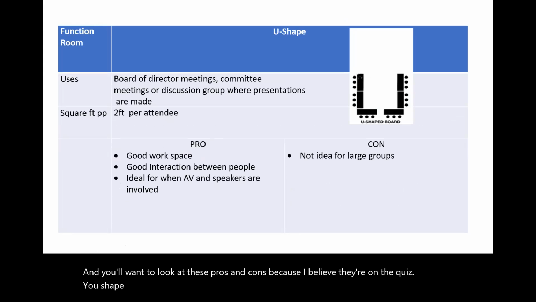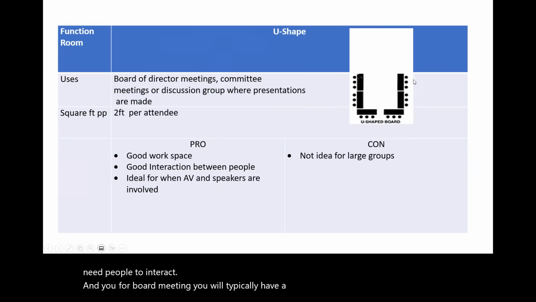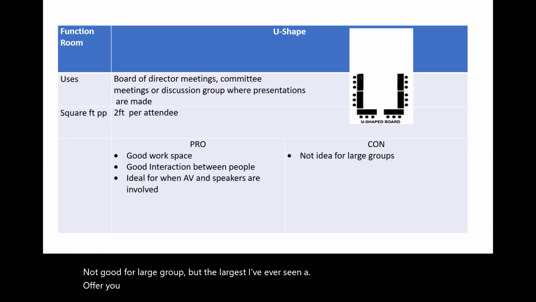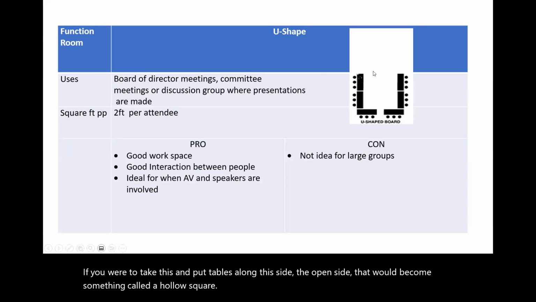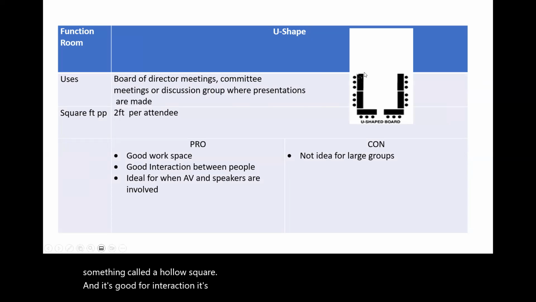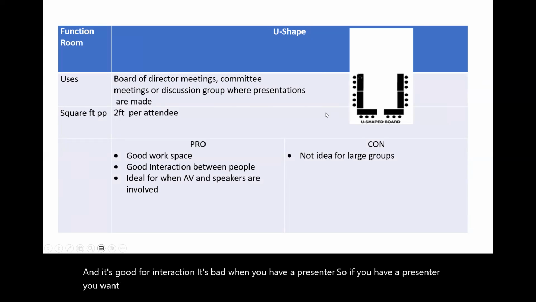U-shape, this is really good when you have like a board of directors meeting or you still need people to interact. And for a board meeting, you will typically have a writing surface. So you will have your rectangular tables. Not good for large group, but the largest I've ever seen for a U-shape would be maybe 40. And even that's way too large. If you were to take this and put tables along this side, the open side, that would become something called a hollow square. And it's good for interaction. It's bad when you have a presenter. So if you have a presenter, you want to use the U-shaped.